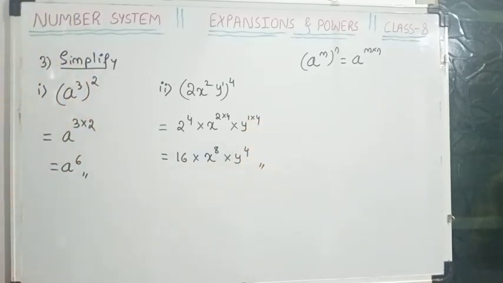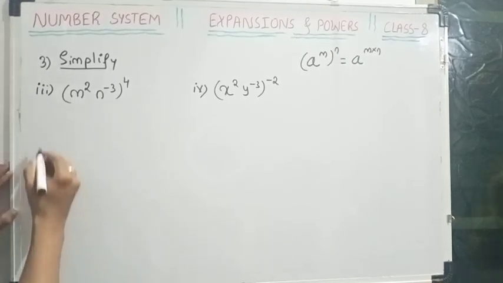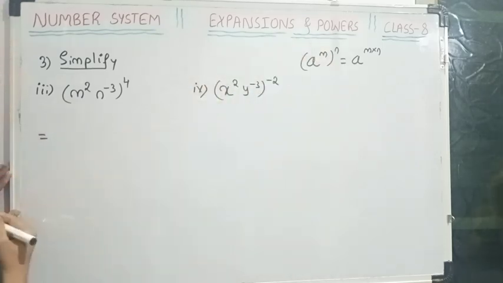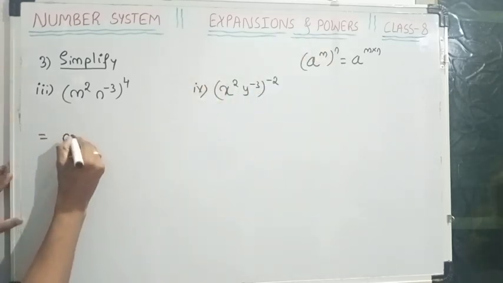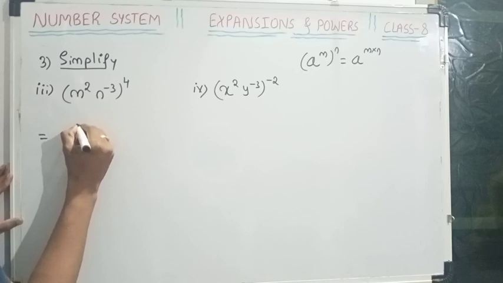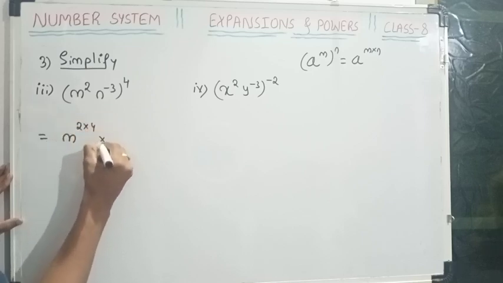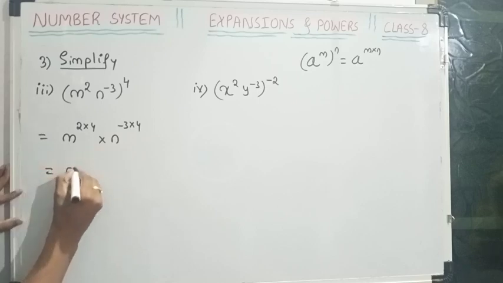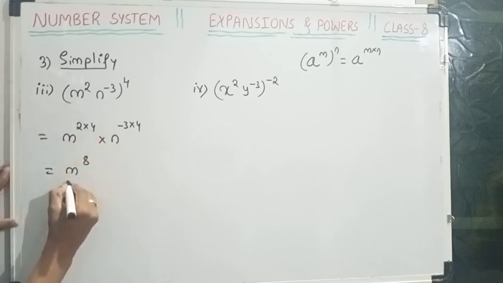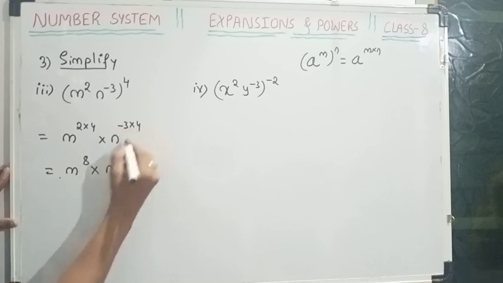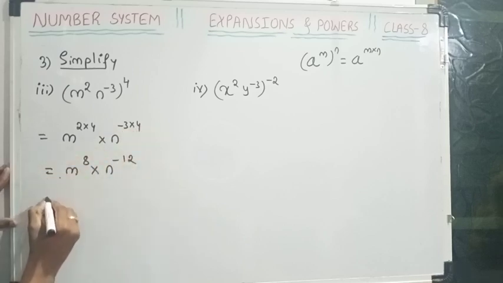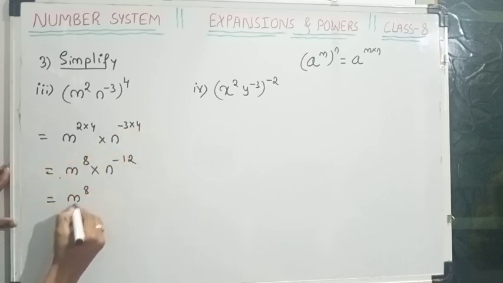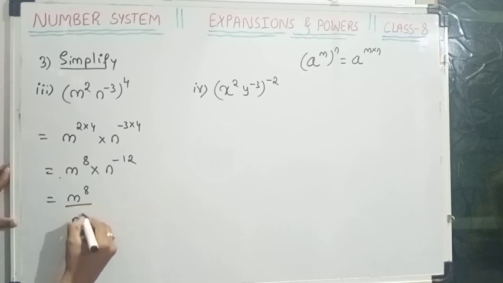So this is the way to solve the problem by using the law of exponent: (a to the power m) to the power n is equal to a to the power m into n. I'm using the same law of exponent here. m to the power 2 into 4, into n to the power minus 3 into 4. m to the power 2 into 4 is 8, into n to the power minus 3 into 4 is minus 12. I'll bring this n to the power minus 12 downside, that is to the denominator, n to the power 12. This is the answer.